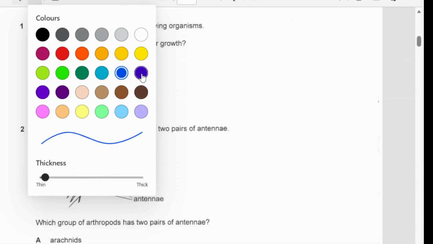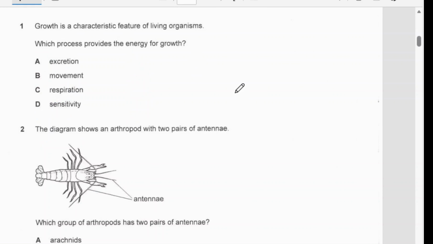Let's start. Growth is the characteristic feature of living organisms. Which process provides the energy for growth?